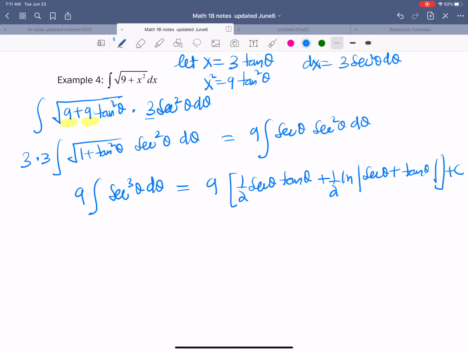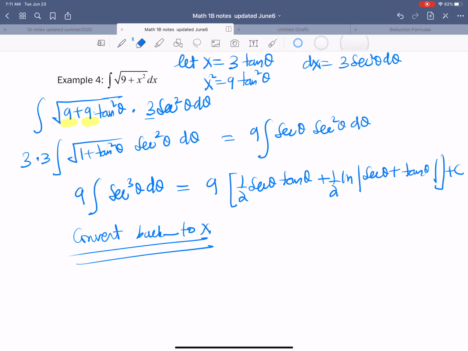We cannot leave it like this. Convert back to x. Convert back to x. Okay, so we let x be 3 tangent theta. So we can say x over 3 is tangent theta.